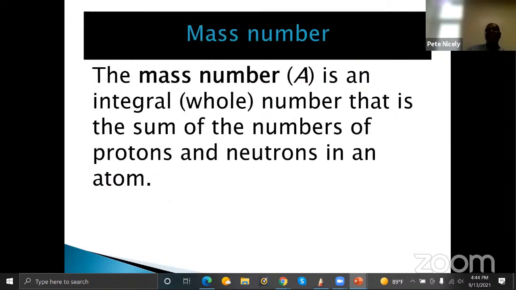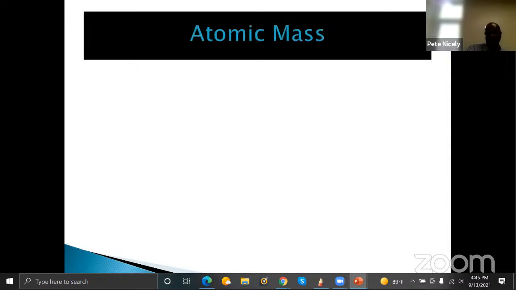Then we get to another term called the mass number. And the mass number, by definition, is the sum of the number of protons and neutrons in an atom of an element. Now, unlike the atomic number, the mass number is not very unique, all right? Because it is possible for two atoms of the same element to have different mass numbers. And as we're going to see shortly, that is because you can have two atoms of the same element having different numbers of neutrons.